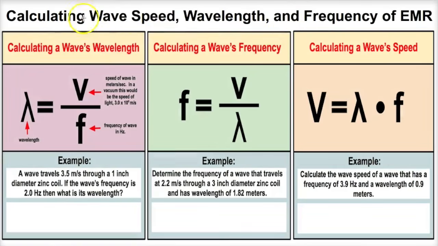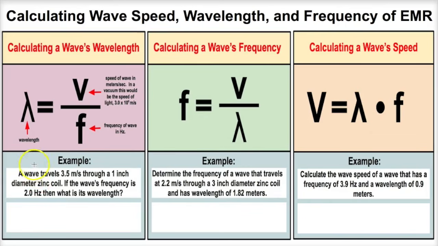So how do we calculate wave speed, wavelength, and frequency of electromagnetic radiation? Well, it's pretty simple. In order to get the wavelength of a wave, wavelength is going to equal the wave speed divided by the frequency. If you want to know the frequency of a wave, it's wave speed divided by the wavelength. And last, if you want to know the wave speed, or how fast that wave is traveling, simply take the wavelength and multiply it by the frequency.